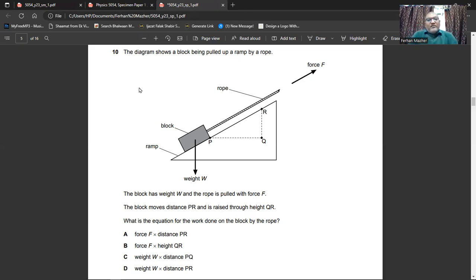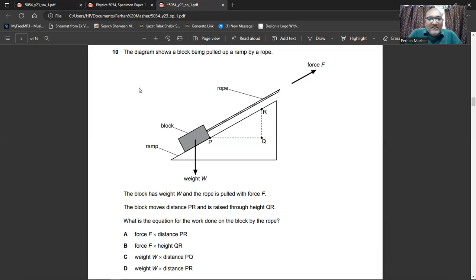Okay, what is the equation for the work done on the block by the rope? The force F multiplied by the distance PR, that's the perfect formula. The force F multiplied by the height QR, no, not that. Weight multiplied by the distance PQ, no. Weight should be multiplied with the vertical height gained, the gain in the gravitational potential energy.